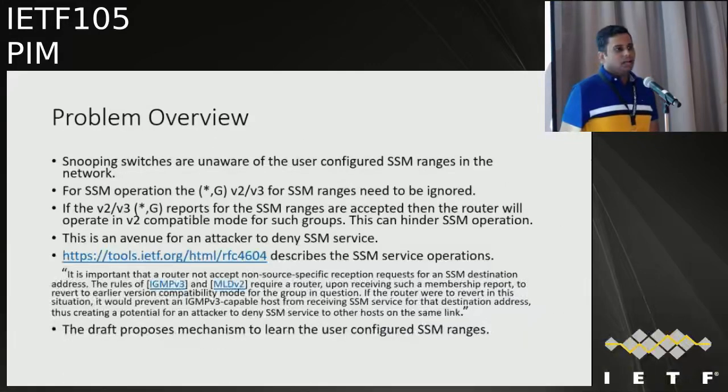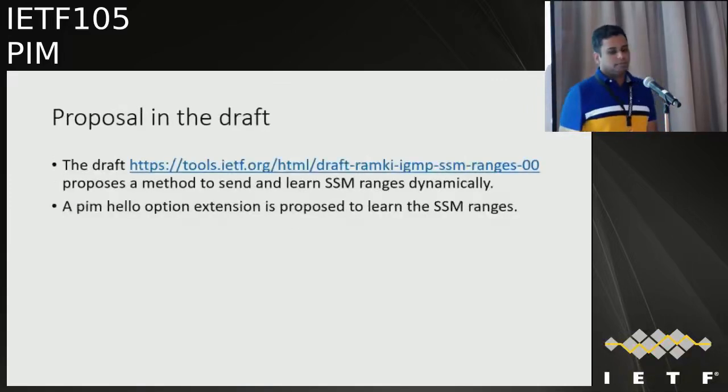What happens is, if you get a leave for those groups, the router may send a v2 query to the host, the SSM host. The SSM host will think that the router is operating in v2 mode, and it will downgrade itself to v2 operation. So the SSM host will fail, and no longer send the v3 joins. So the draft proposes to distribute the SSM ranges in a PIM hello option, so that the L2 switches can learn about these user-configured SSM ranges and drop the reports for the v2 groups.